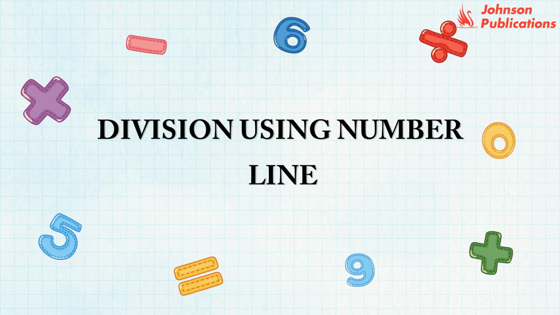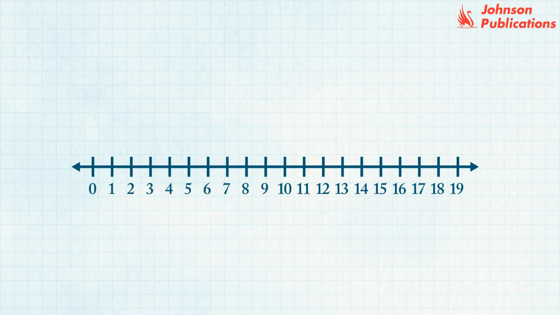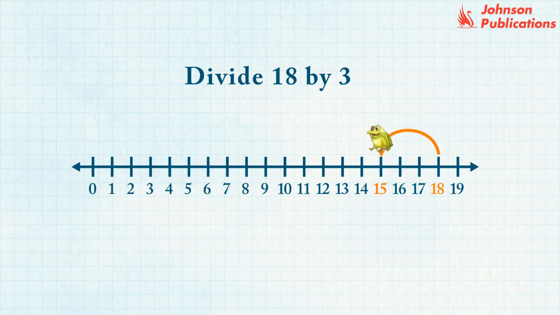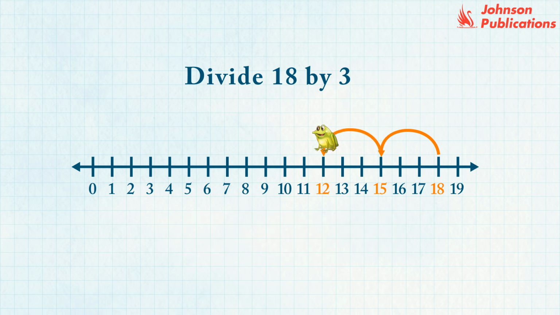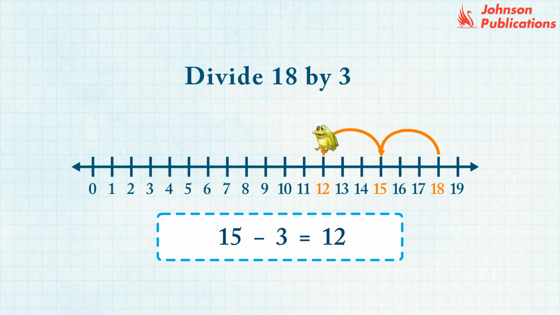Division using number line. We can use a number line for division. For example, divide 18 by 3. Check how the frog hops back from 18. To find the answer to 18 divided by 3, start moving backward from the number 18. Subtract 3 from 18 and hop to 15. 18 minus 3 is equal to 15. Subtract 3 from 15 and hop to 12. 15 minus 3 is equal to 12.